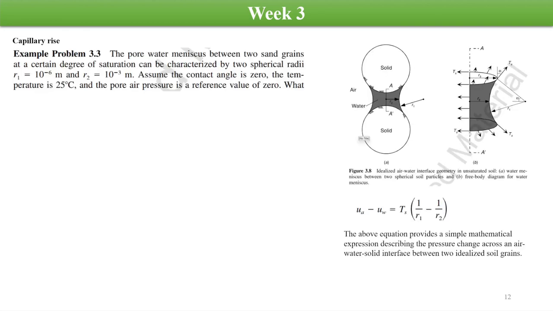So with this concept we will solve a numerical. The numerical is: the pore water meniscus between two sand grains, which are shown here, at a certain degree of saturation can be characterized by two spherical radii. So the two spherical radii are R1 and R2. R1 is given as 10 to the power minus 6 and R2 is given as 10 to the power minus 3 meter.